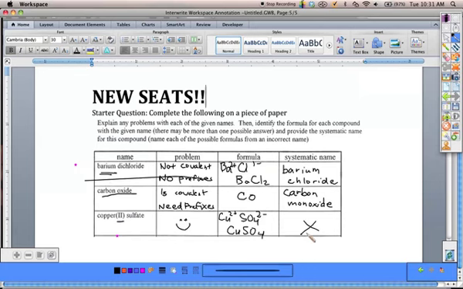So for the type 2 compounds, if it's like a Roman numeral, is that element always a positive charge? Yes. Okay. Yep, because it's always a metal.